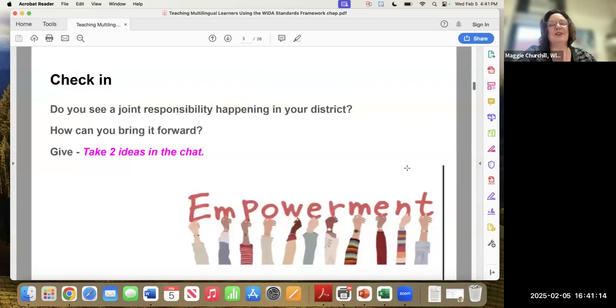Okay. So just if you would share in the chat, I'm just kind of curious, where do you see joint responsibility happening in your district? So is this happening in your district? And if not, maybe how can you bring it forward? So if you don't see it happening, how can you bring this information forward to others in the district? So I'm going to ask if you could drop an idea in the chat, right? So not just listening to what we're presenting today, but actually taking action and bringing this forward. So how can you actually take a step to make this happen? So if you could drop that into the chat. And that's something we can share with each other.